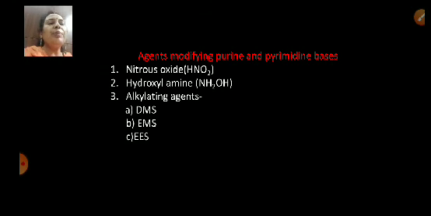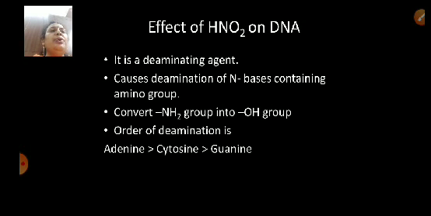Now the second type of chemical mutagen is agents modifying purine and pyrimidine bases. For example, nitrous acid, hydroxylamine, and alkylating agents like dimethyl sulfonate, EMS, that is ethyl methane sulfonate, and EES, that is ethyl ethane sulfonate. These are the alkylating agents. Now what is the effect of HNO2 on DNA? How does HNO2 modify purine and pyrimidine bases? HNO2, nitrous acid, is actually a deaminating agent.